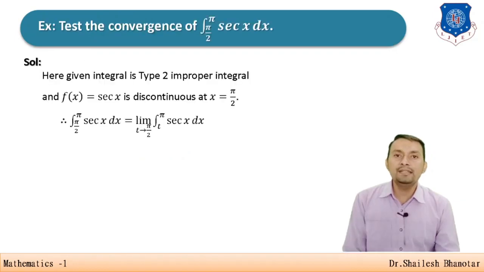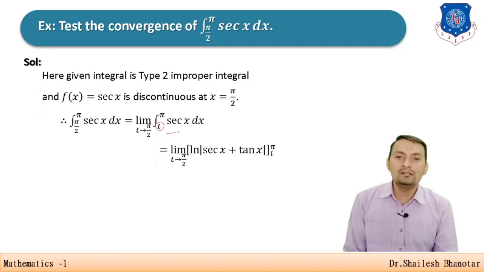Test the convergence of the integration from pi by 2 to pi of sec x dx. Here in this question we can observe that sec pi by 2 is infinite, and sec pi is minus 1. So this is an improper integral of type 2. Whenever we solve this kind, we assume a new constant, say t, at pi by 2, and then take the limit t tends to pi by 2.